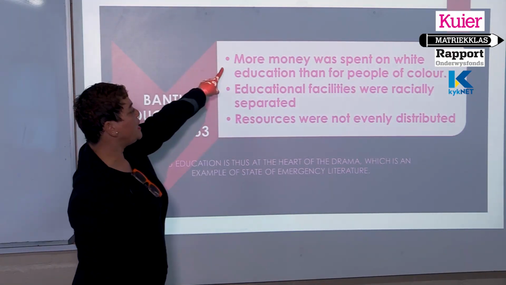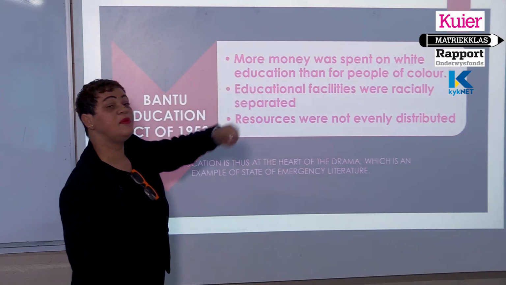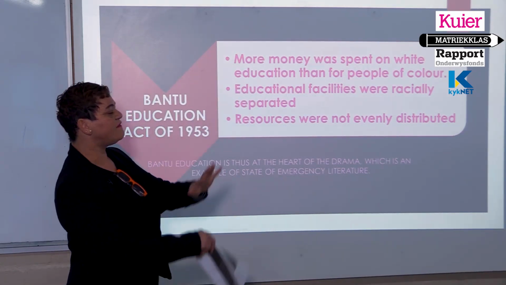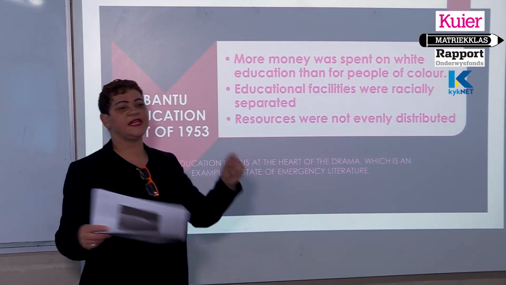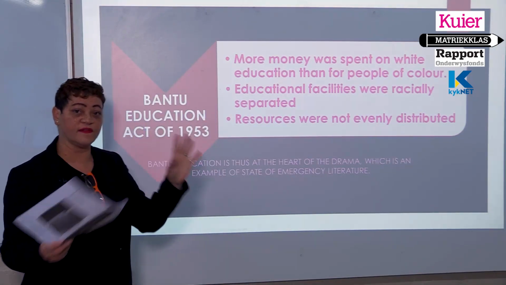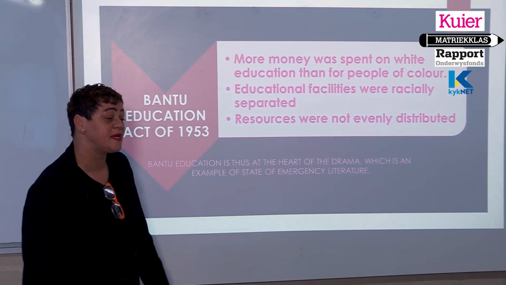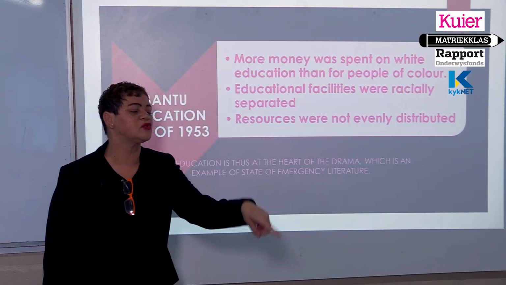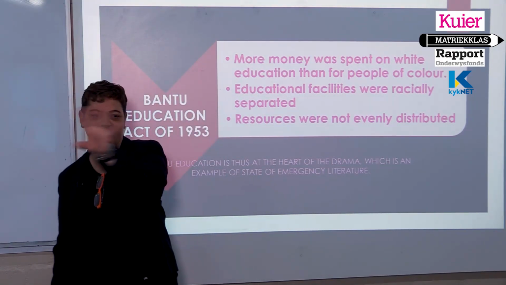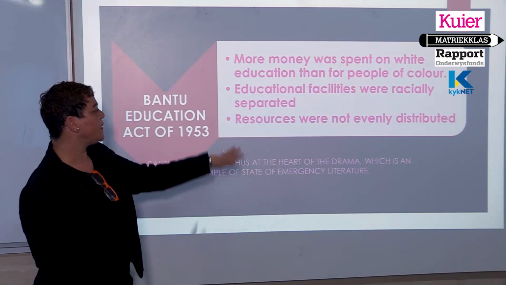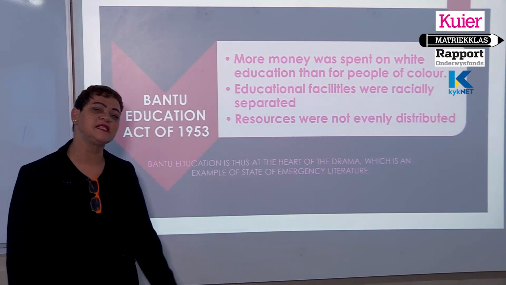So, more money was spent on white education than for people of color. So they didn't have fancy schools with swimming pools and a rugby field and a soccer field and all of those things. Okay, they had the basics. Educational facilities were racially separated. So you go to a black school, you go to a white school, you go to a colored school, you go to wherever. There was no intermixing, and resources were not evenly distributed.